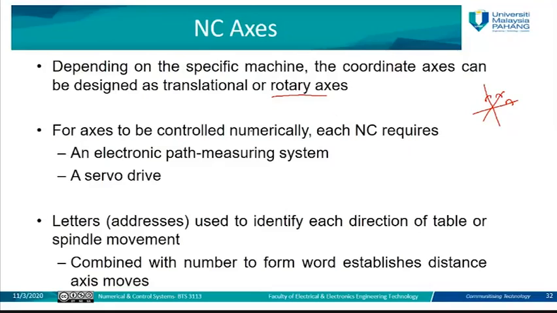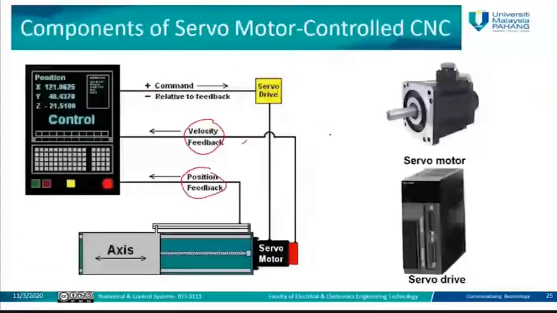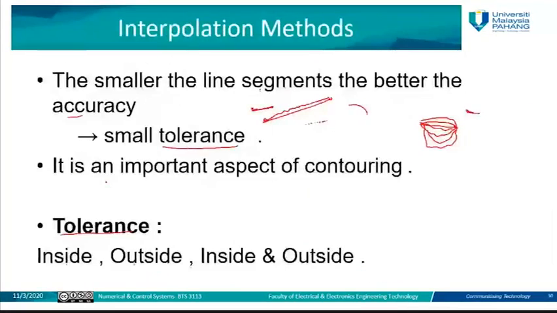So for an axis to be controlled numerically here, each NC axis requires an electronic path measuring system and also a servo drive. As we see before, the electronic path here is used to measure where the position is, and this position will be given as feedback to the servo drive as we see here. So this is the position here. When we talk about the position, we are talking about the coordinates of the point. So the servo drive will measure these coordinates by using a positioning sensor, and it will feed back to the controller of the servo drive.